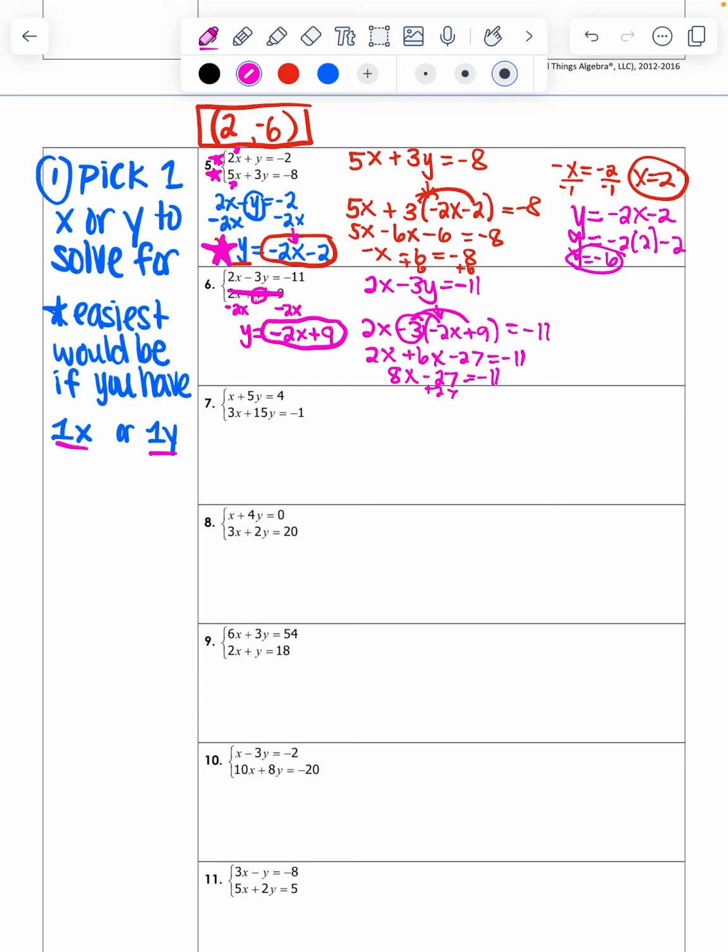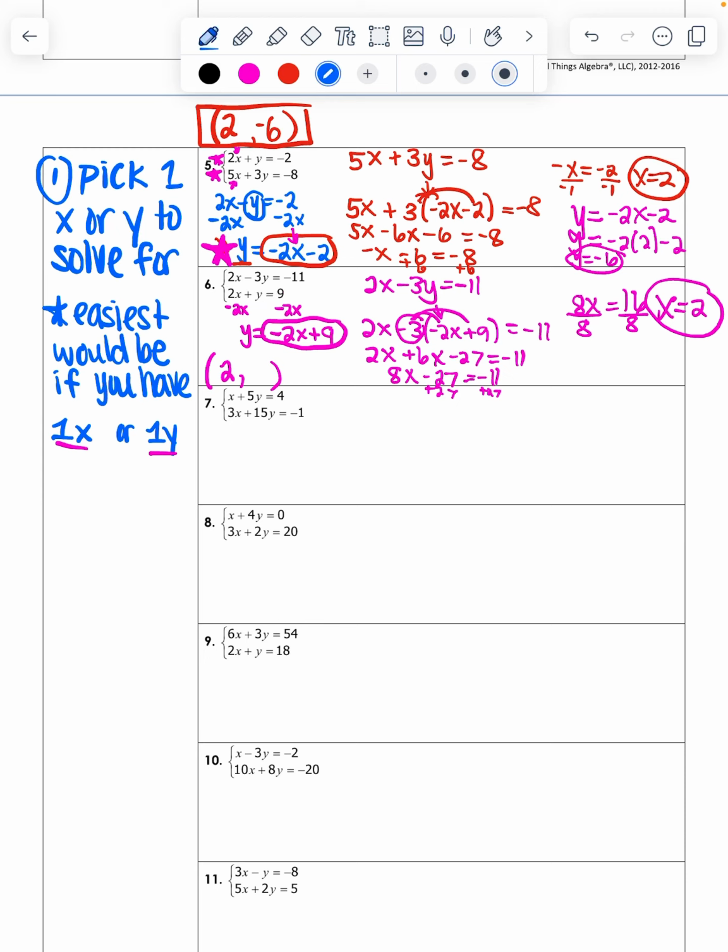I'm going to add 27 to both sides. 8x equals 16. And when I divide by 8, just a coincidence, same answer here for x, I get x equals 2. Now that I have x equals 2, I have half of my answer. My answer is definitely 2 comma something. So now I have to figure out what y is.